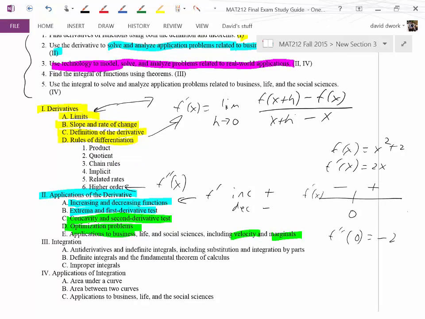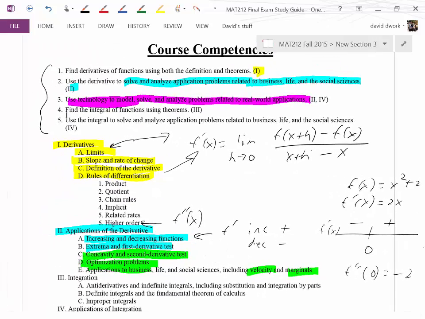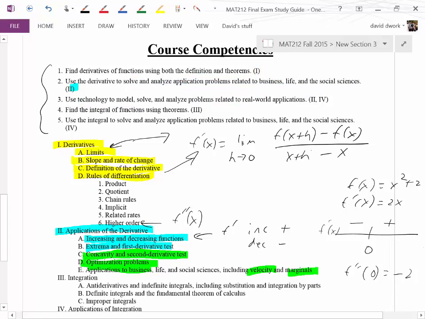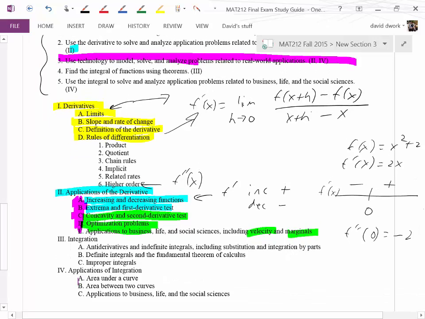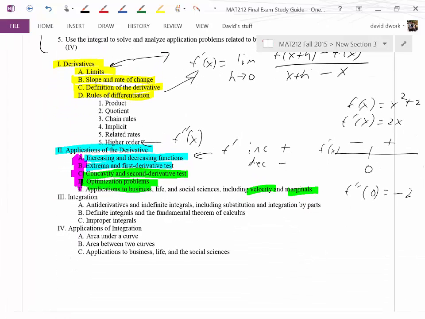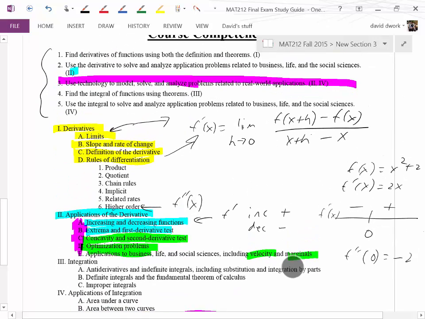Okay, and that's for the first half of the class. Number 1, number 2, number 3, all covered. Oh, I forgot to do it down here. Number 3, using technology to model and solve problems. So we go down here, Roman numeral 2. So the idea is we can do this stuff by hand or this stuff using your calculator, just depending on the level of ugliness of the problems. Then Roman numeral 4 is not related to this. Just all they're saying here is applications to business life and social sciences. The other parts are not from the first half of the class.